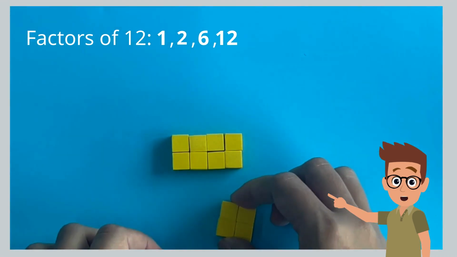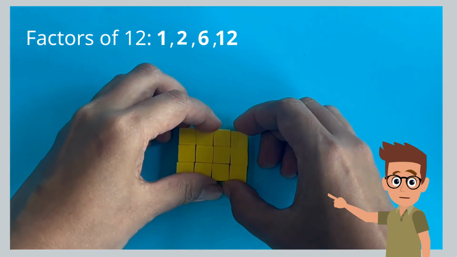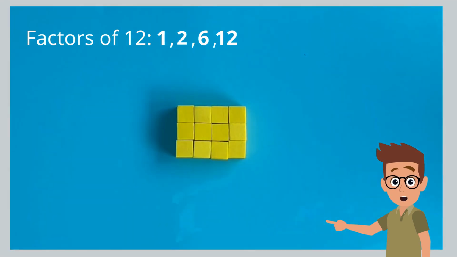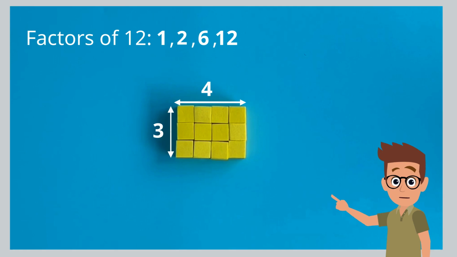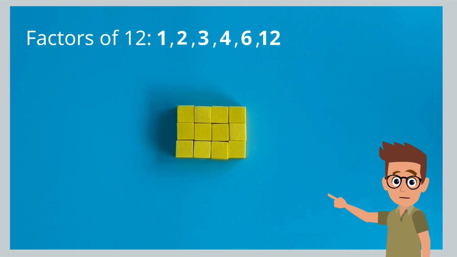Now, there is one more array we can form with 12 cubes. In this array, what are other factors of 12? Pause and discuss with your friends. In this array, there are 3 rows and 4 columns. So, 3 and 4 are also factors of 12. The factors of 12 are 1, 2, 3, 4, 6, and 12.